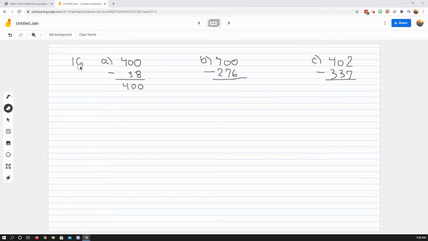So I'm going to do exercise 16 from page 47 from your textbook. So let's look at letter A. We have 400 and we have to take away 38.